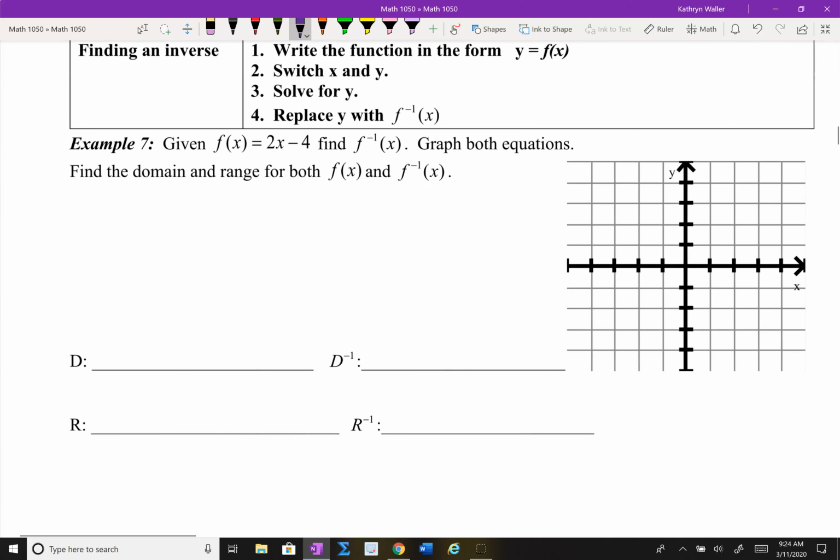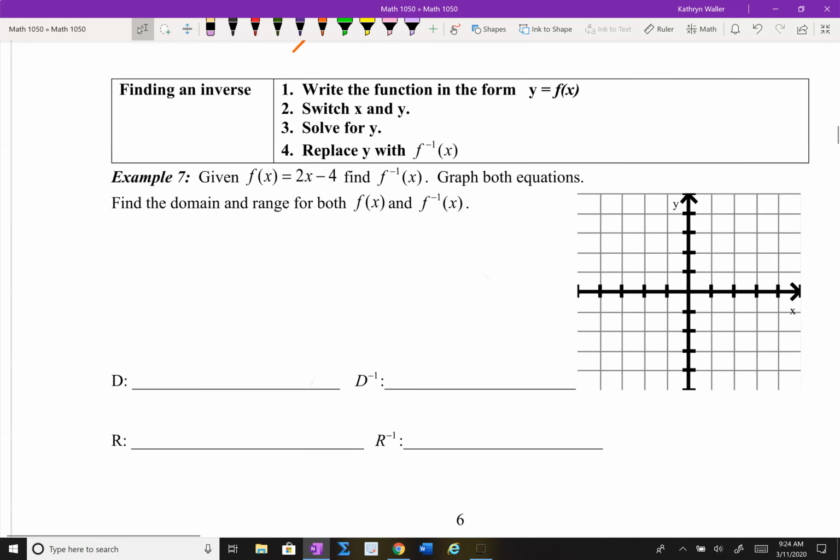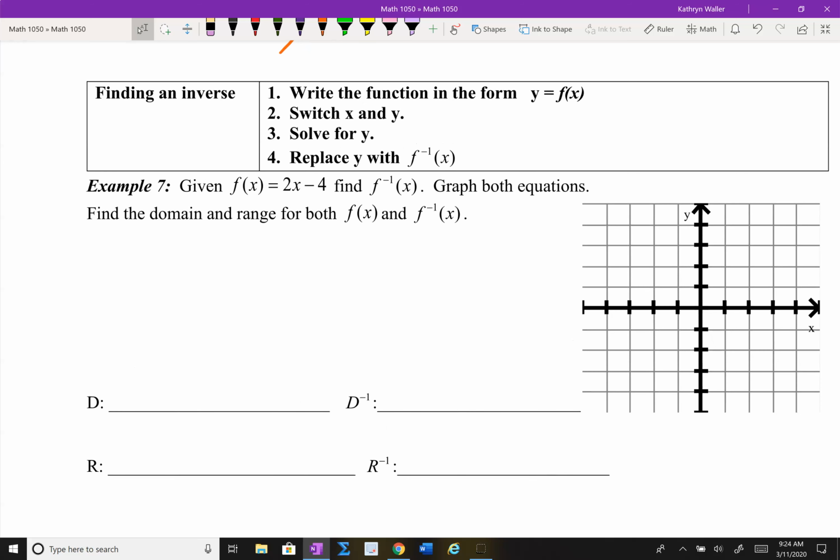Okay, here we go with example 7. So they give us a function. They give us the inverse. They want us to graph both and find the domain and range. So what I'm going to do, this tells you how to find the inverse, first of all. So basically, write your f of x as a y, switch your x and y, and solve for y, okay?